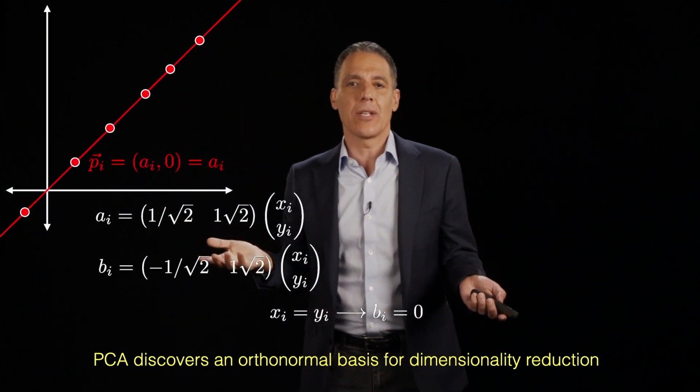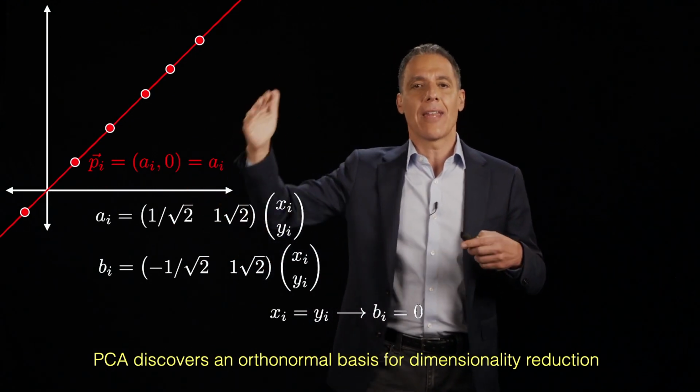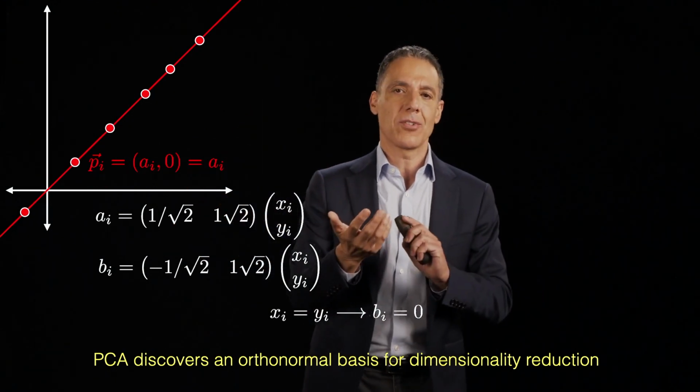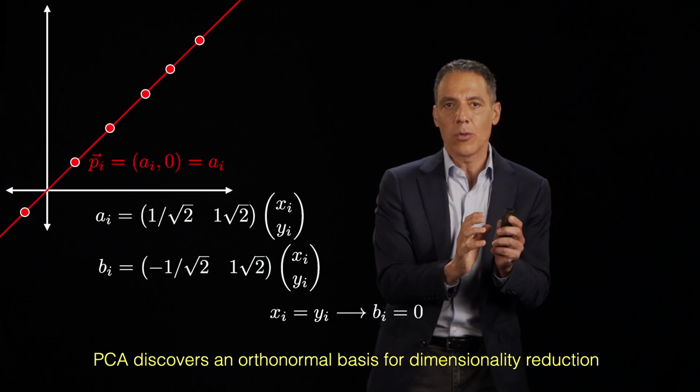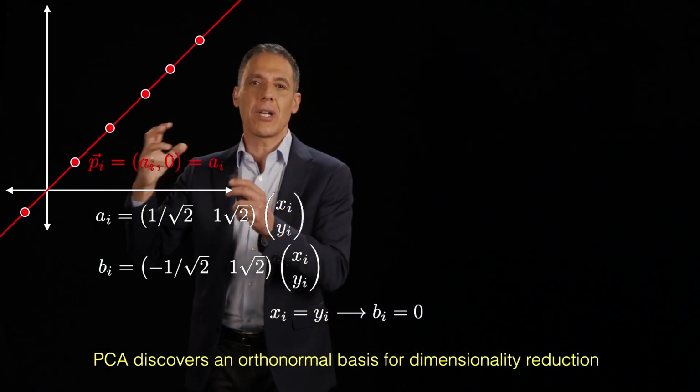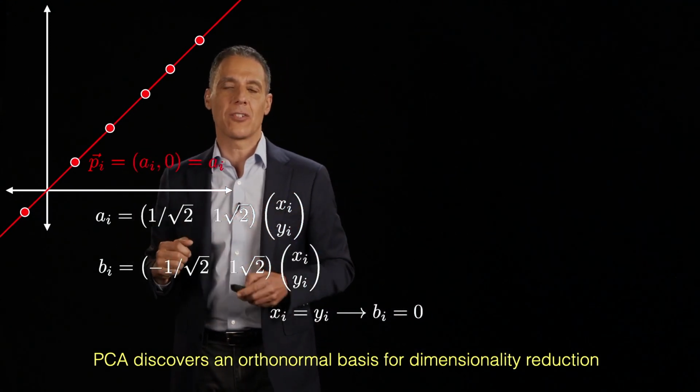That's obviously a toy example. What happens when they don't? And then how do you find these new orthonormal representations so that you can work in a low-dimensional space but preserve as much information from the high-dimensional space as possible? And that's going to be the technique that we talk about next, which is PCA, Principal Component Analysis.